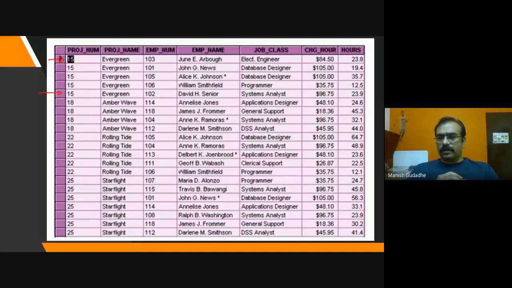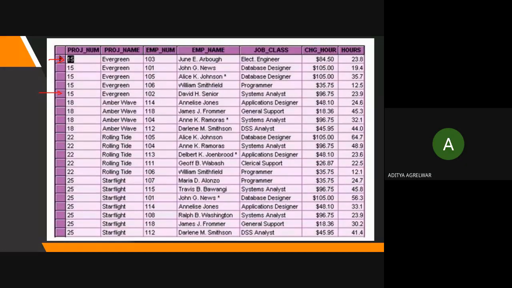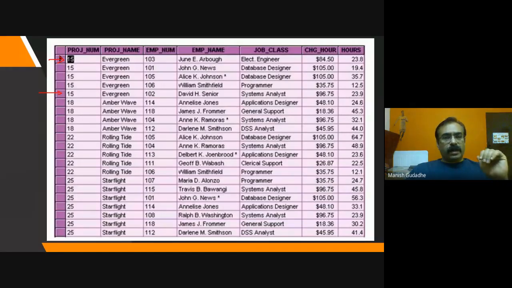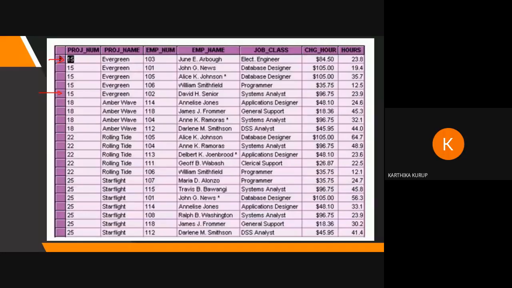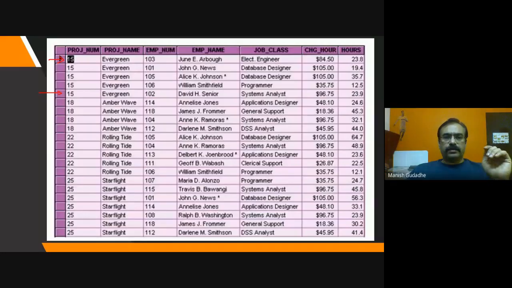Someone else will answer. Sir, we can use employee number. We can use employee number as a primary key. Yes, sir. No, sir. The primary key, is it correct? Harsh Upadhyay, are you there? Harsh Upadhyay, are you there?